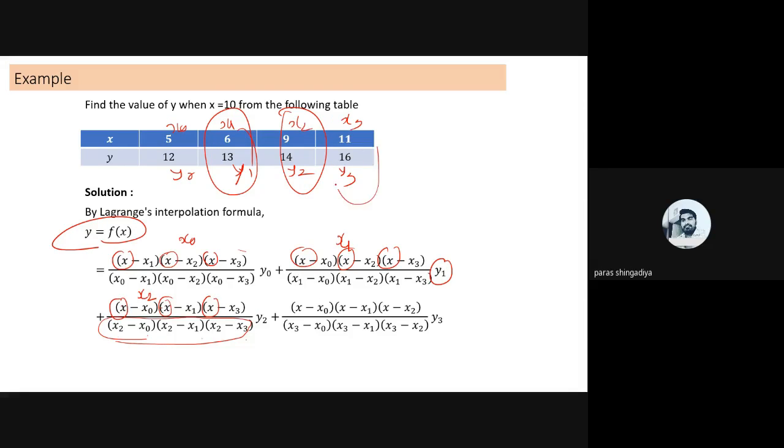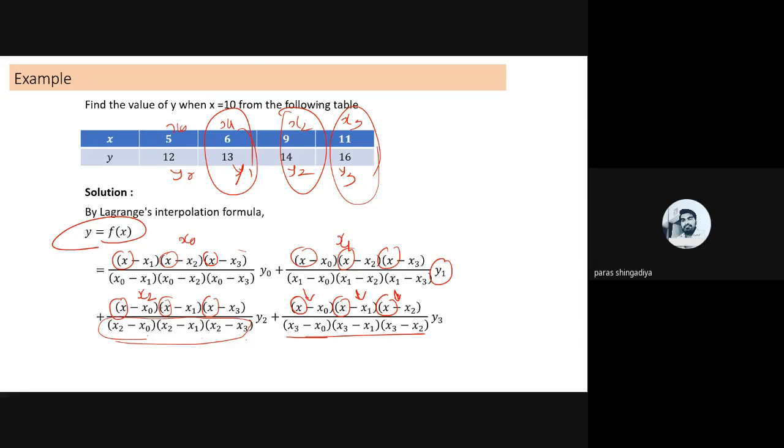And the last term is for x3, y3. So skip x3 in the numerator and subtract the remaining three values x0, x1, x2 from x. So it will be x minus x0, x minus x1, x minus x2. Now write x3 in place of x in the denominator: x3 minus x0, x3 minus x1, x3 minus x2, and the corresponding value is y3. This way we predict the formula.